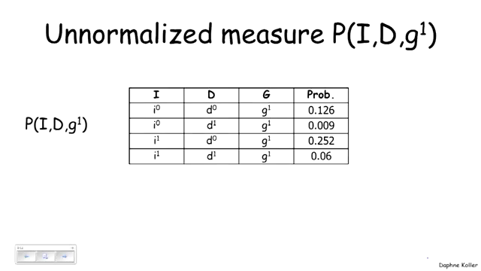Here's a different factor. An unnormalized measure is a factor also. In this case, we have a factor such as the probability of I, D, comma, G1. And notice that in this case, the scope of the factor is actually I and D, because there is no dependence of the factor on the value of the variable G, because the variable G in this case is constant. So this is a factor whose scope is I and D.